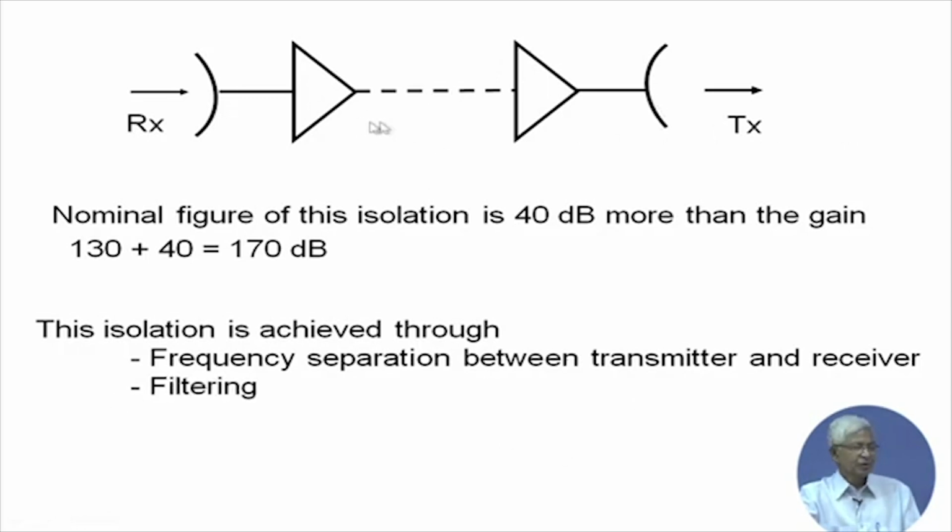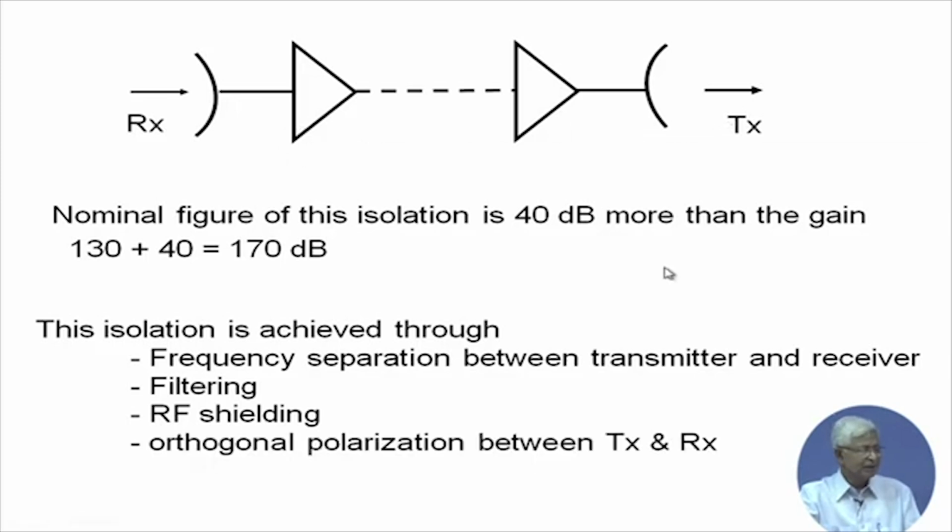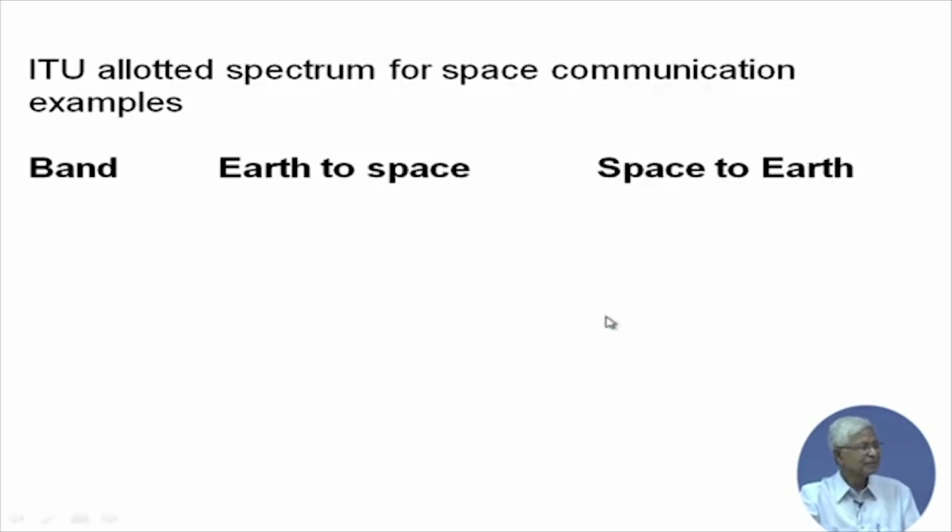Then you do a lot of filtering, of course, and then we do RF shielding, so that the transmitter power, which is much higher compared to the receiver input signal, which is very low, does not interfere. So, a lot of shielding is done. Also sometimes we do polarization orthogonalization. The polarization part we will discuss during the antenna discussion.